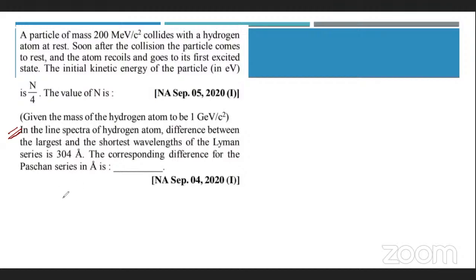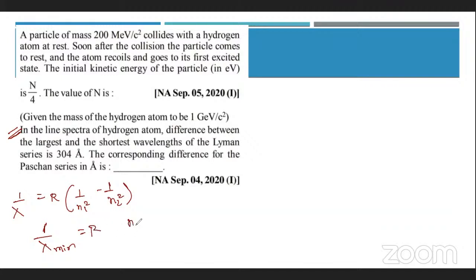Okay, so if I want to write according to Bohr's formula, I have 1 by lambda is equal to Rydberg constant times (1 by n1 square minus 1 by n2 square). For the Lyman series, lambda minimum will be given by the limiting transition. So this total value will basically become 1, and I'll get it equal to R.